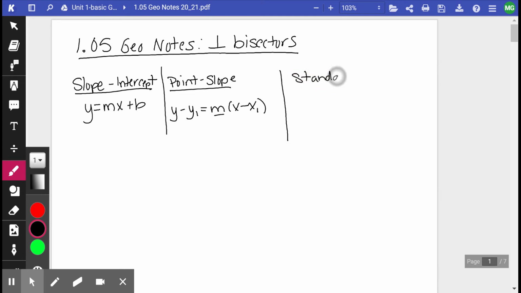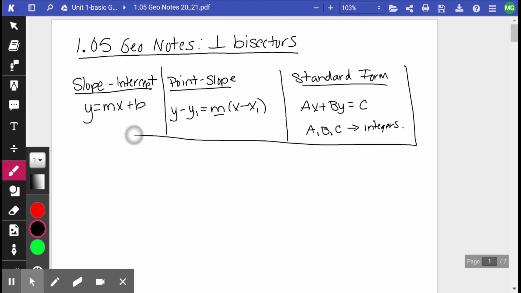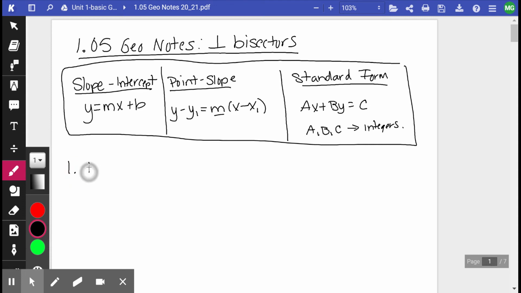And the last one would be standard form, and that's ax plus by equals c. And for that, a, b, and c should all be integers. Okay, so those are your three different forms for the equation of a line. Let's do a couple of examples.